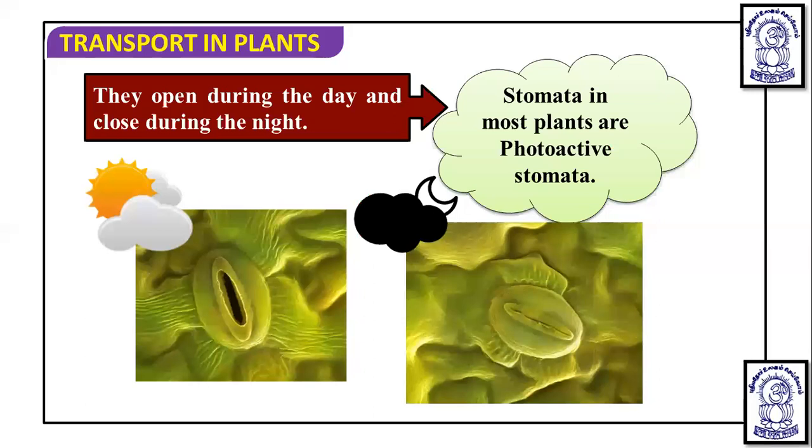So the majority of transpiration occurs through which one? Stomata. If we talk about stomata, in most plants they are photoactive stomata. In the majority of plants, you will see the presence of photoactive stomata. Photoactive stomata are those stomata which are open during the day and closed during the night. So this is the type of stomata. Okay, so you can see this is the open stomata, whereas this is the closed stomata.